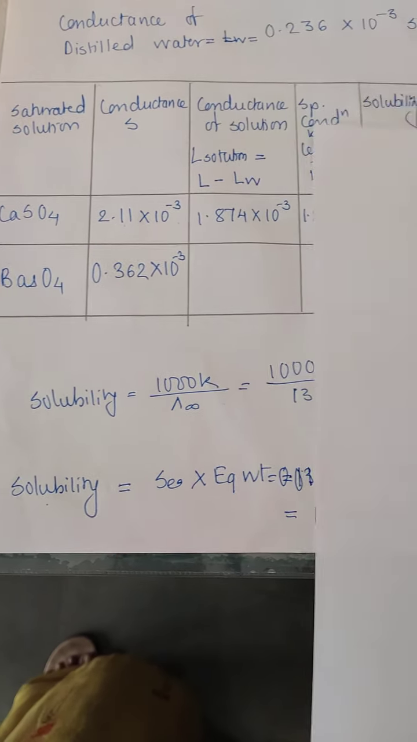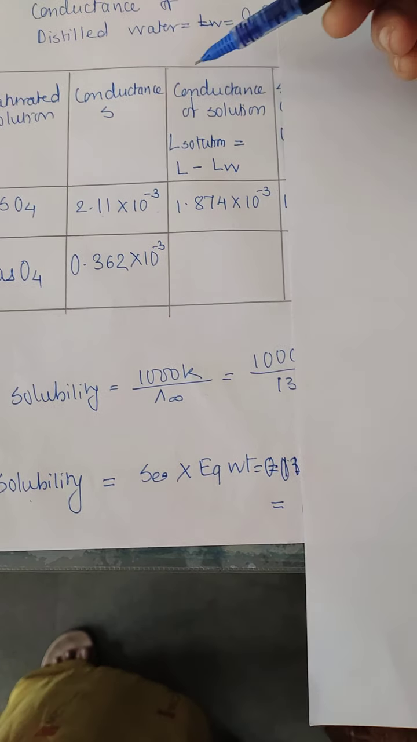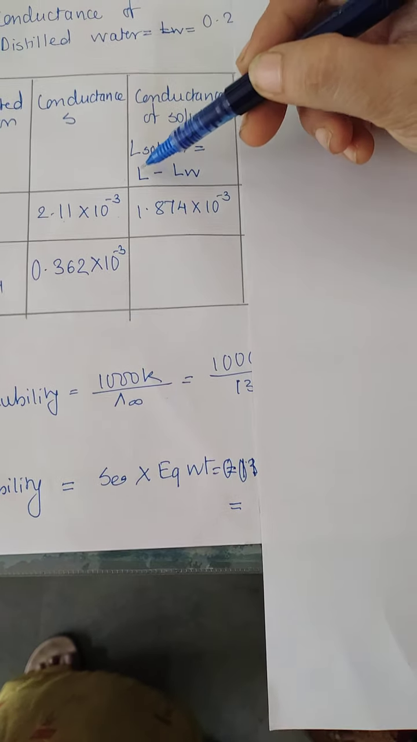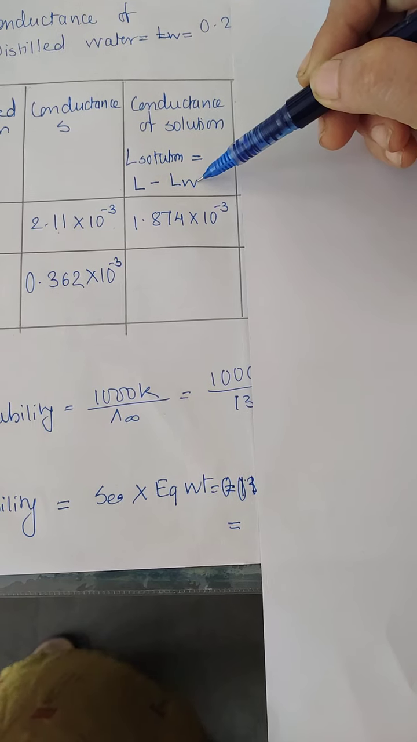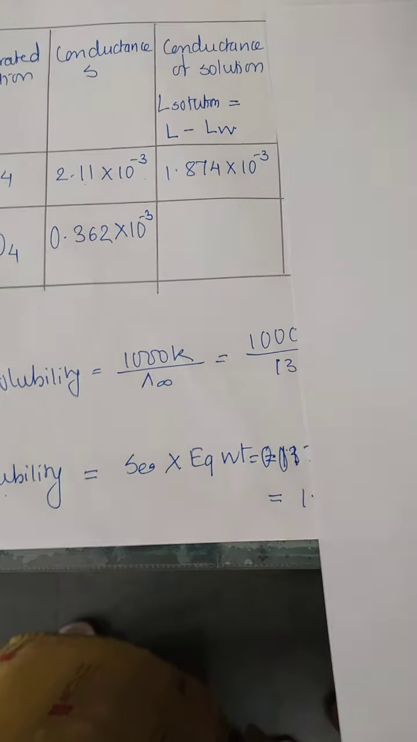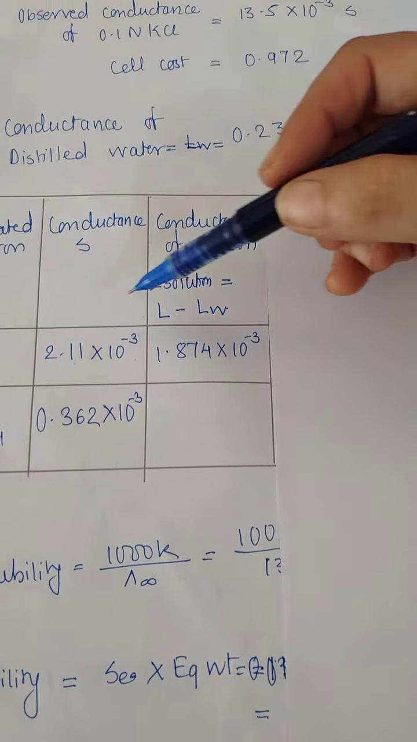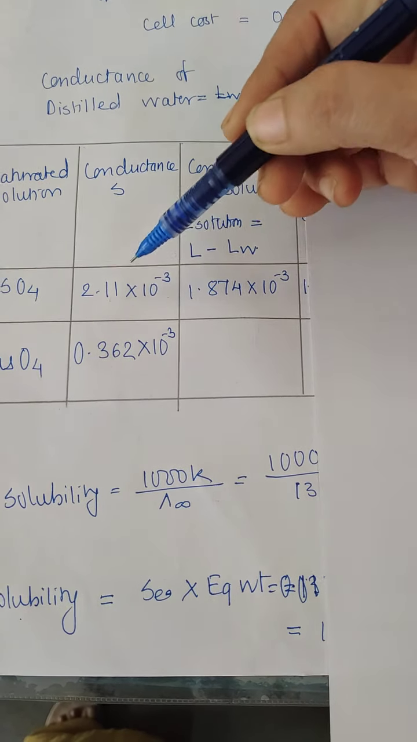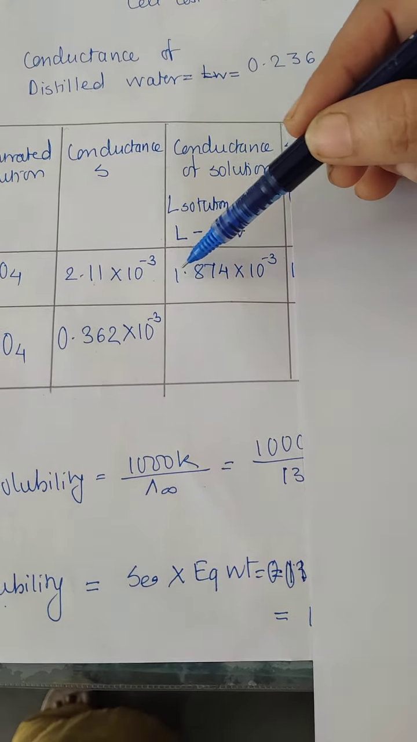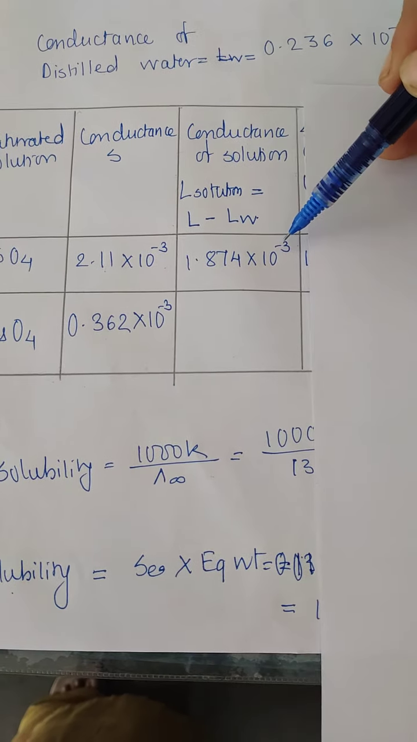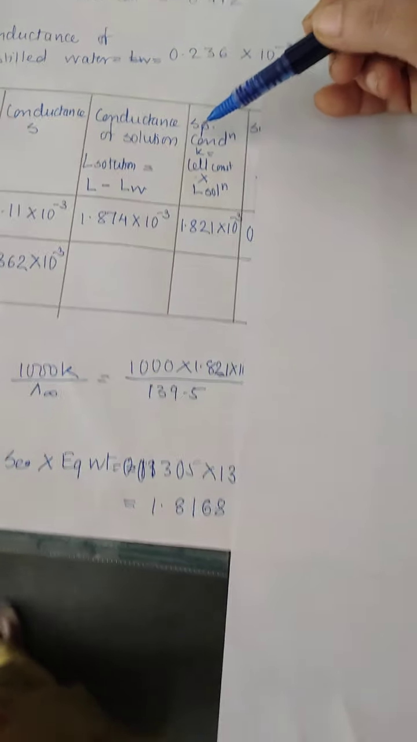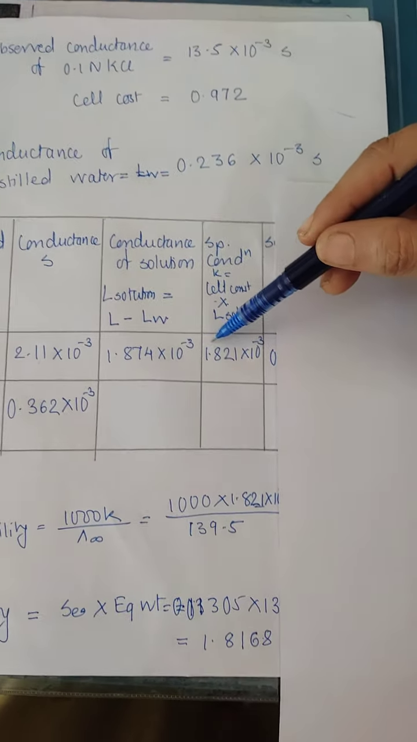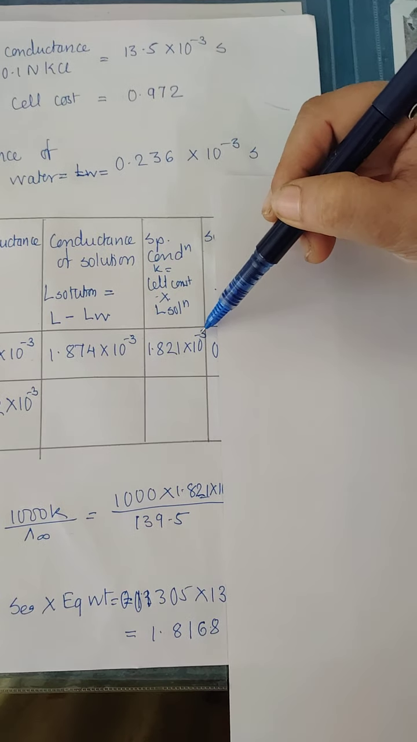Now you have to go for the calculation. Very first, you have to find out the conductance of the solution. This is also known as the corrected conductance of the solution, which is L, the conductance, minus the conductance of water, which is 0.0236 into 10 raised to minus 3. You have to subtract this conductance of water from the saturated solution conductance. Your answer is 1.874 into 10 raised to minus 3. Next you have to find out the specific conductance. The formula is the cell constant multiplied by your corrected conductance. You will get the answer 1.821 into 10 raised to minus 3.